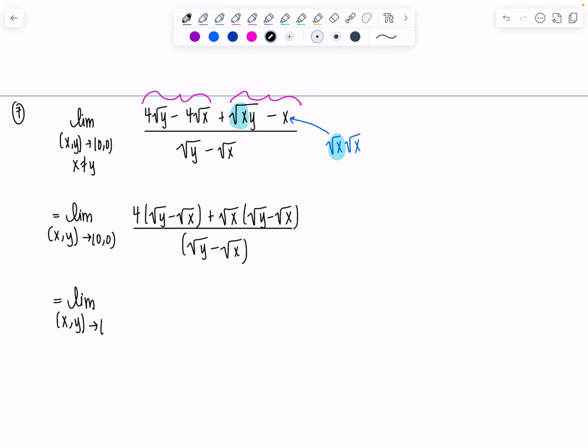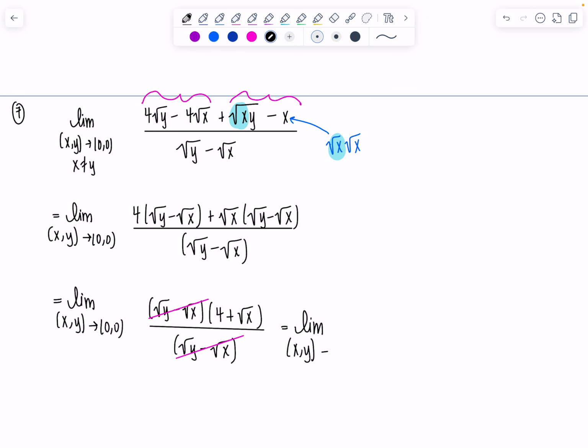You could cancel now, but I don't trust some of y'all. So we have rad y minus rad x times 4 plus rad x, yay factoring by grouping, over rad y minus rad x. Then this will cancel, and we have the limit as (x,y) approaches (0,0) of 4 plus rad x. So this will be 4 plus rad 0, which is 4. Done. Yay. Notice I didn't check paths. I got a value. We just did some manipulation.